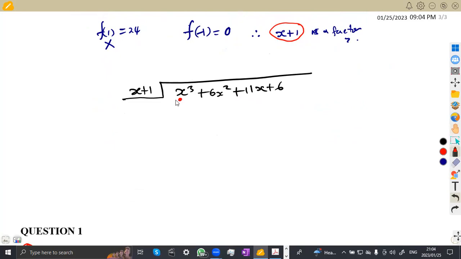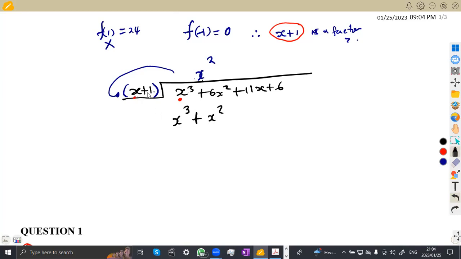You always divide the first term by the first term. So that's x cubed divided by x, which is going to give us x squared. So this is going to be x squared. Whatever you get after dividing, you multiply it back to the whole expression that you're given, x plus 1. So it's x squared times x, which is x cubed. X squared times 1, which is x squared.